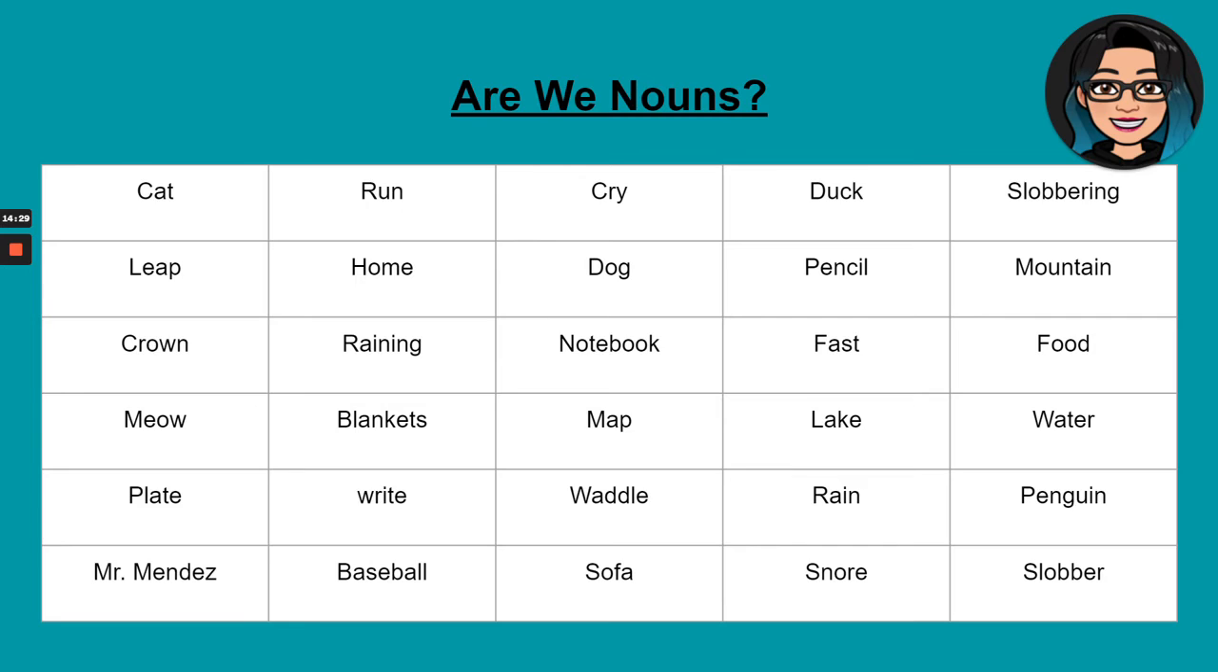The next word is snore, like, my brother snores too much. And after that, we have slobbering, just like what your dog does after they drink water. And now we have mountain. We have some big mountains in California.